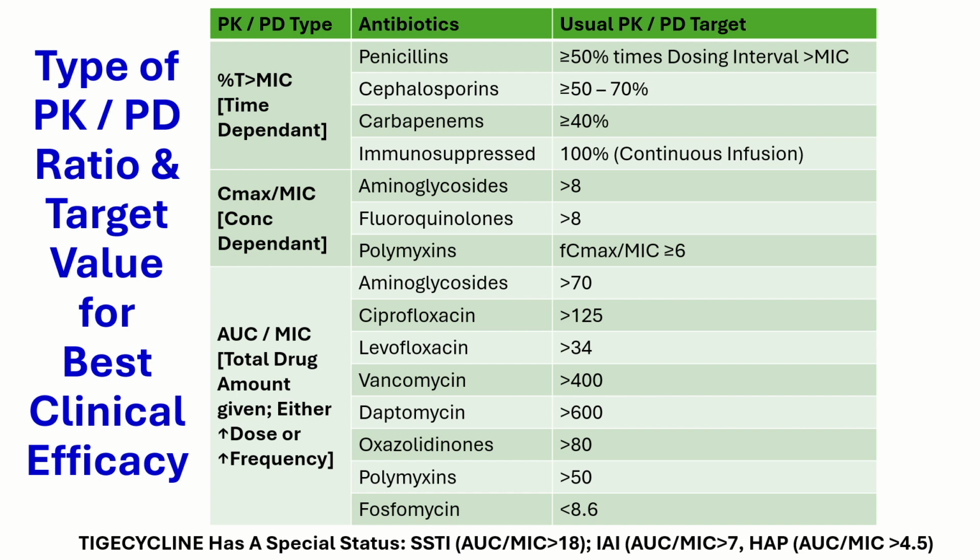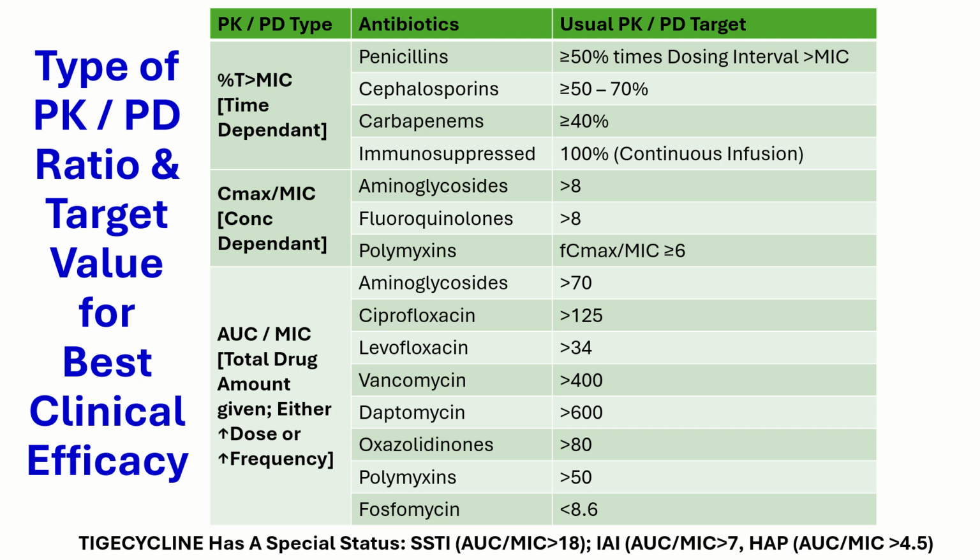So, for example, these are different types of PKPD ratios and targets for the best clinical efficacy. For time-dependent antibiotics like cephalosporins, at least 50% of the dosing interval, the concentration of the cephalosporin has to be above the MIC. Similarly, as I mentioned in the previous example, for carbapenems, it has to be 40% of the time that the concentration of the carbapenem is above the MIC. If it is less than that, it may not create adequate kill.